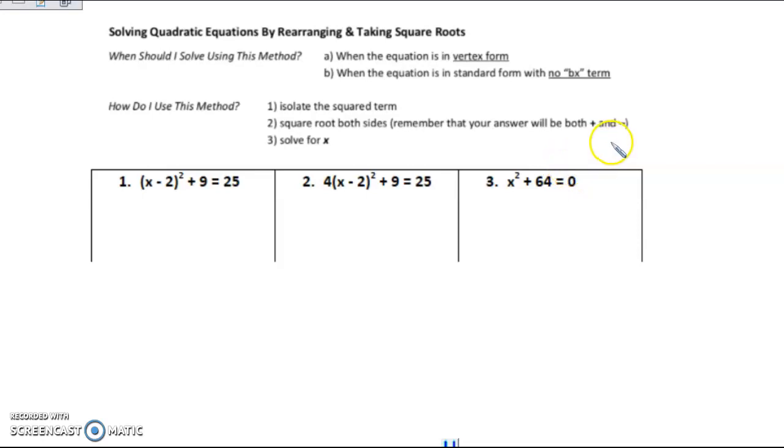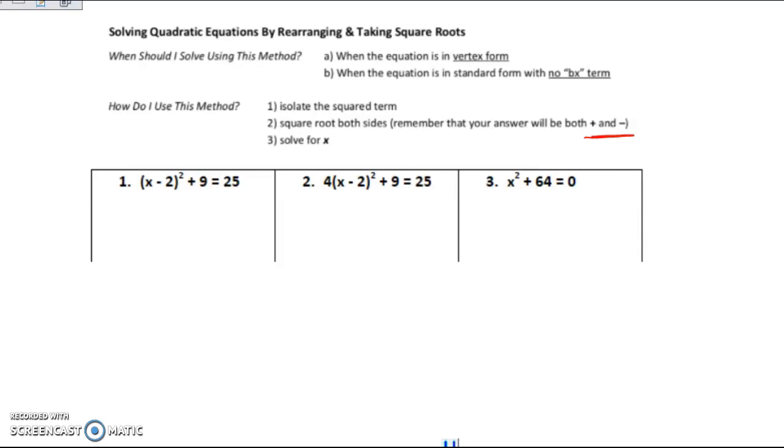First thing we need to do is isolate the squared term, and then square root both sides. Remember that your answer will be both a positive and a negative. This is very important. And then you're going to solve for x. So let's take a look at this first one.